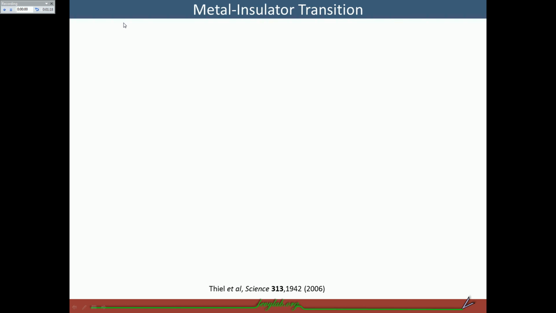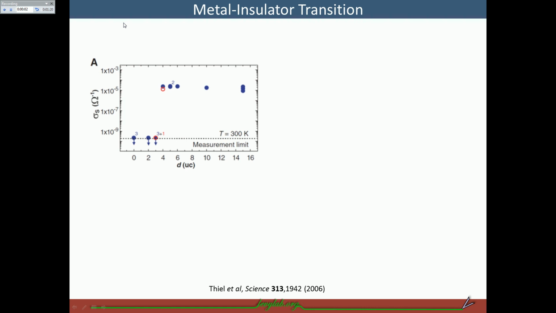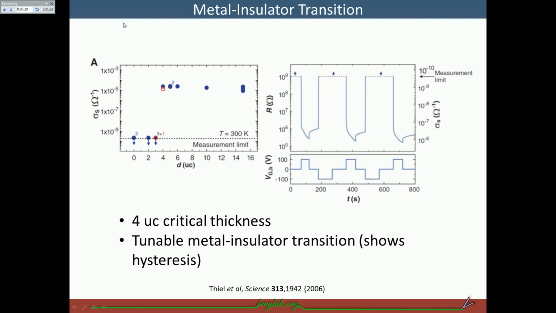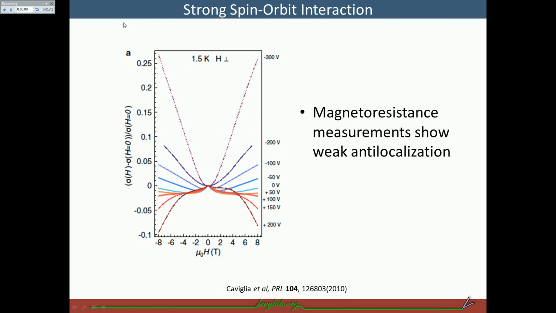First of all, the metal insulator transition. There's a 4-unit cell critical thickness of LAO, below which we get an insulating system, and above this thickness, we get a metallic system. And this metal insulator transition can be controlled by the back gate. There's also spin orbit interaction in this system.